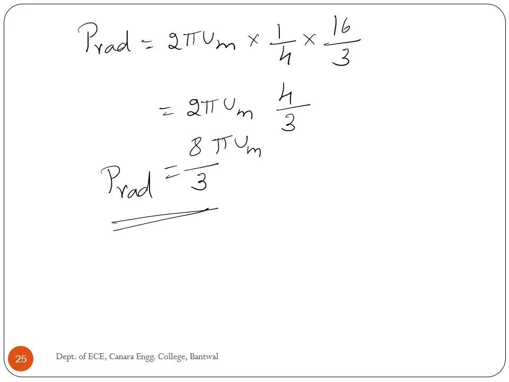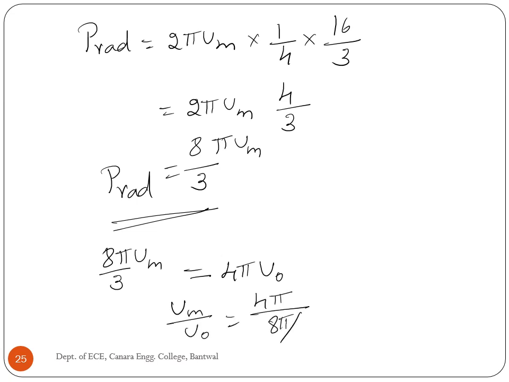When we equate the radiated power for the given pattern, 8 by 3 pi Um, with the radiated power from an isotropic source, that is 4 pi U naught, then Um by U naught is equal to 4 pi divided by 8 by 3 pi, which is equal to 1.5, which is the directivity for the given pattern.